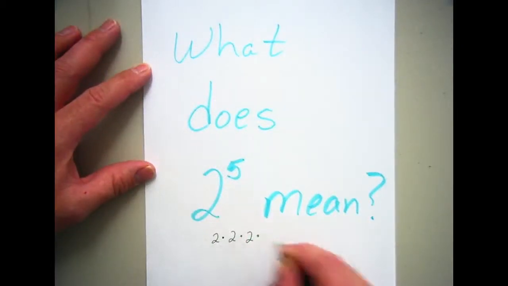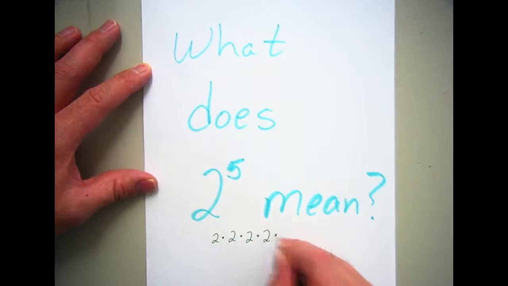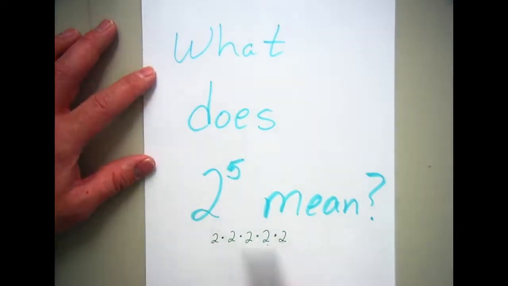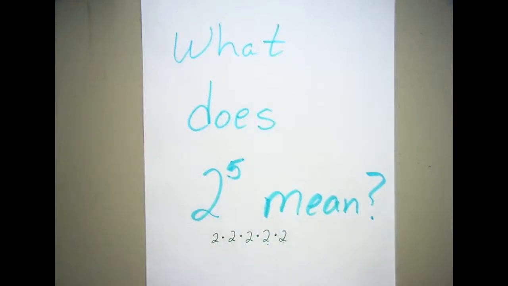Did you say times 2 5 times? You should have said times 2 4 times. 2 times 2 times 2 times 2 times 2. That is 5. But really, you only had to say times 2 4 times, right? But you had to say 2 5 times. Right. So there are 5 2's. Well, you say it, Brendan. 2. 2. Times 2. Times 2. Times 2.